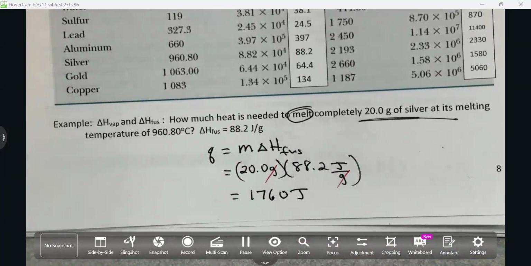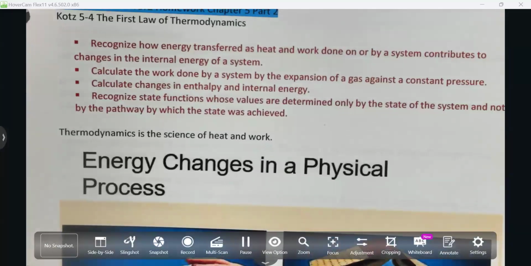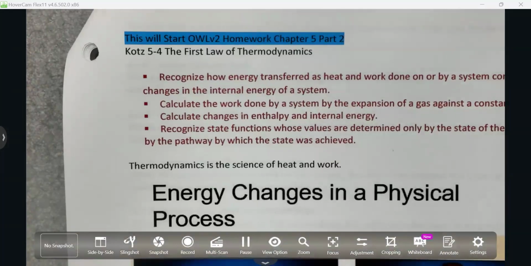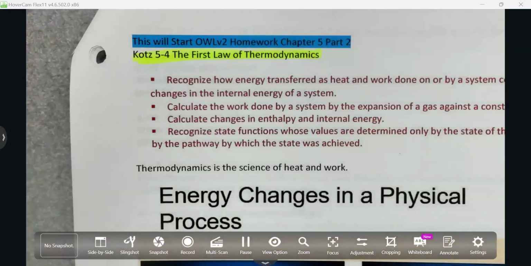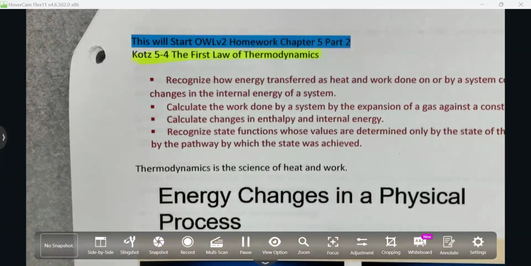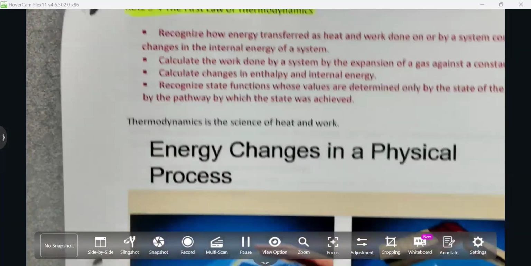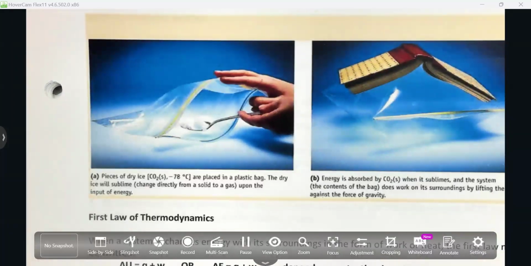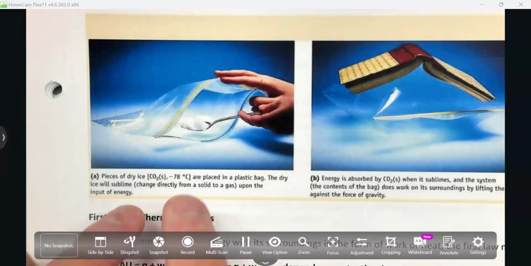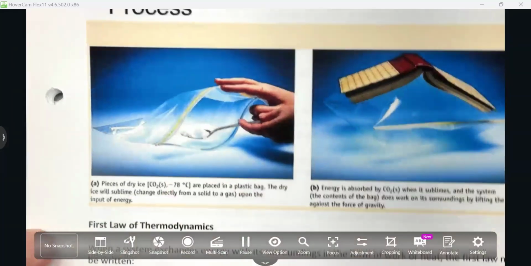We are now on chapter 5, part 2, right here. And the title of this is the first law of thermodynamics. Now, it's hard to find something that you can really relate to, but this is a great example. This is a tablespoon of dry ice.